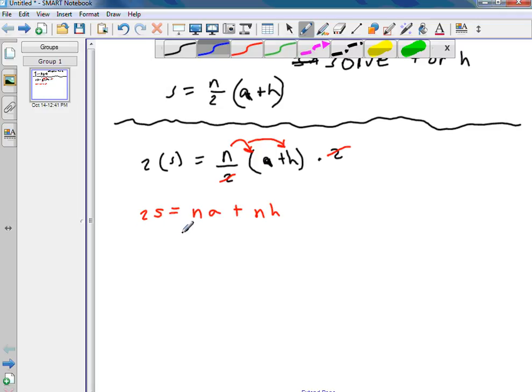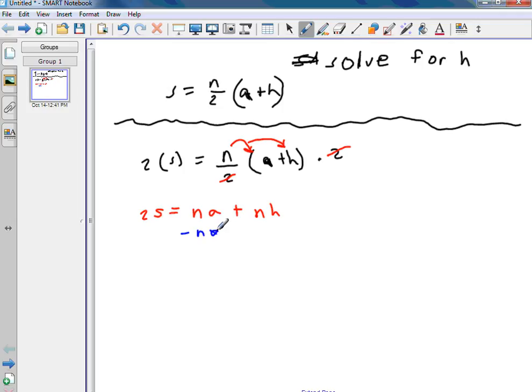They are saying, subtract N A. And again, I'm having trouble creating that A. But I end up with 2s minus N A, which equals N times H. And what a lot of kiddos are doing from this point is they're saying to solve for H, since multiplication is taking place, all I have to do is divide both sides by N. And what they're forgetting to do is to divide both sides by N.